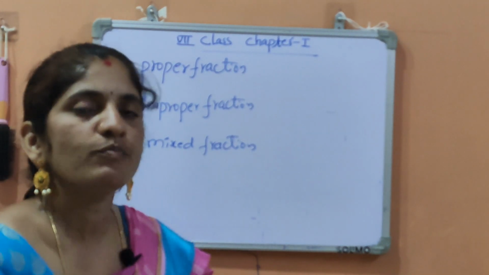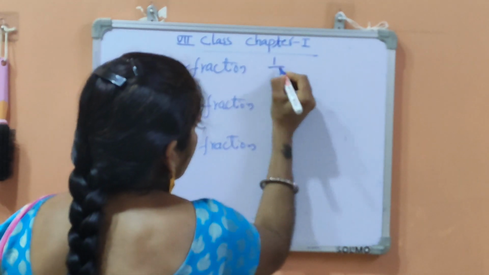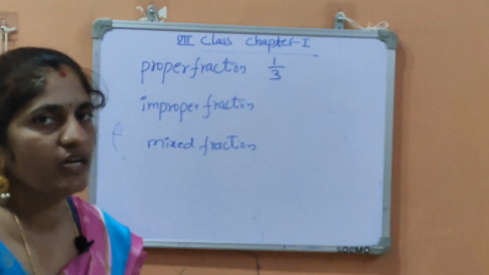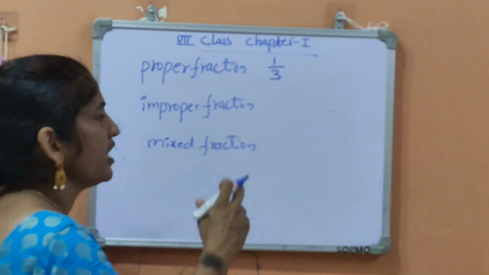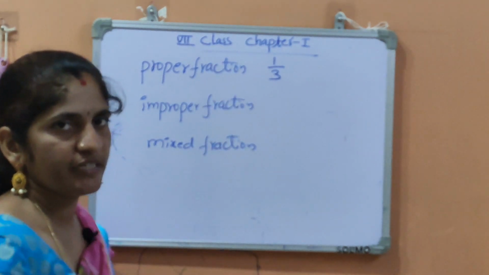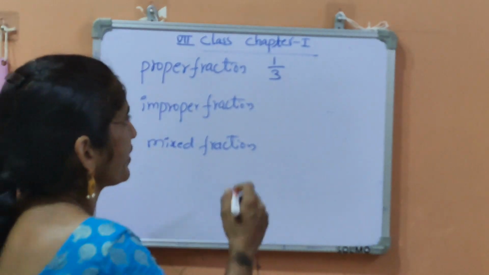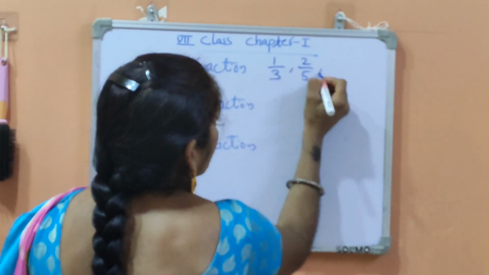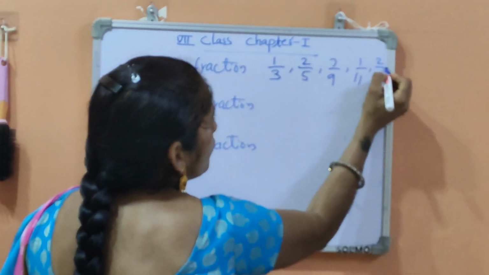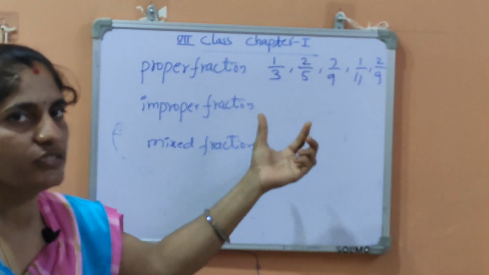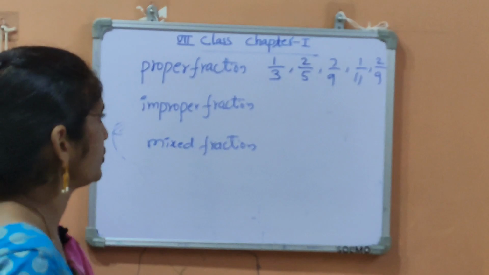So what does proper fraction mean? I am going to explain with an example. This is a proper fraction. Why are we calling it a proper fraction? Because the numerator is smaller than the denominator. These types of fractions are proper fractions. So if we take 2 by 5, 7 by 9, 1 by 11, and 2 by 9, these types of fractions, where the numerator is smaller than the denominator, are called proper fractions.